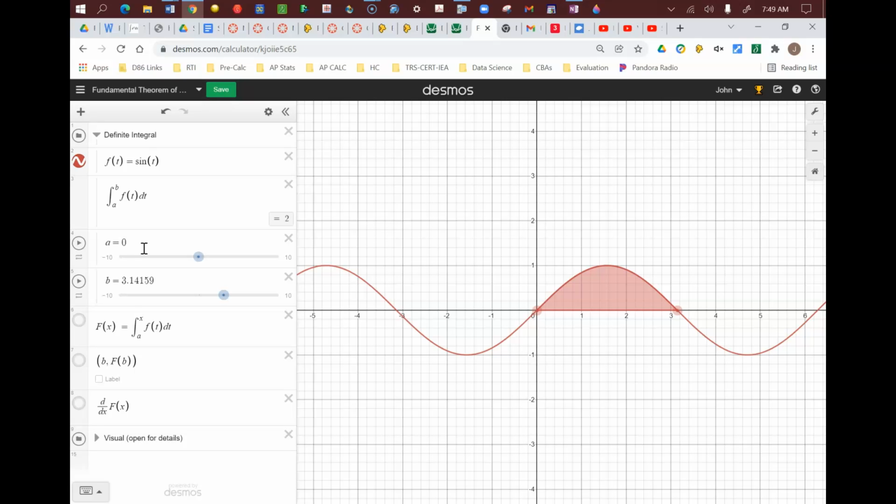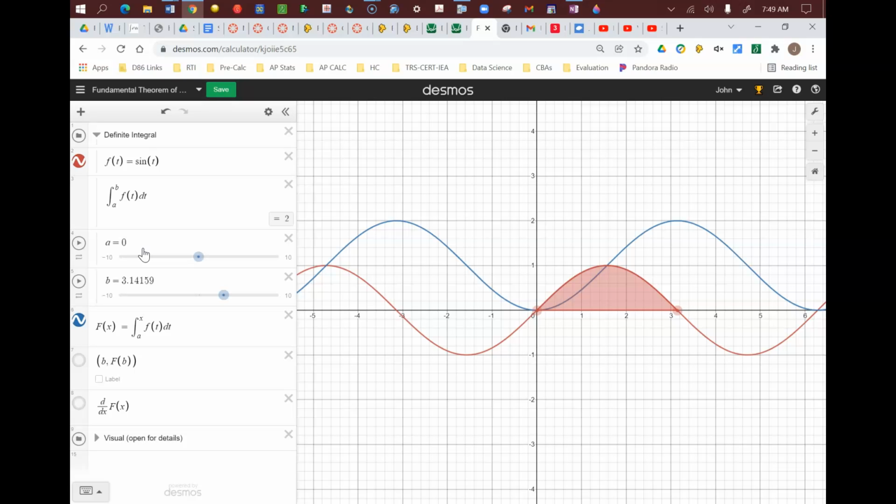So that's not what we're really all that interested in today. What we're interested in is the rest of this. So the next thing I'm going to do is I'm going to graph. If you look at line 6, I've defined a new function using the capital letter f. And that function, capital F of x, is defined as the integral from a to x of f of t dt, which in this case is the integral from 0 to whatever x value we pick of the sine function. So let me highlight that, and you will see the curve in blue.